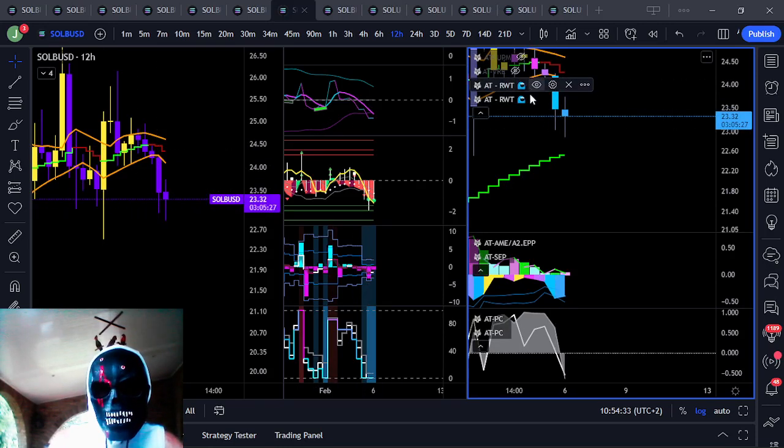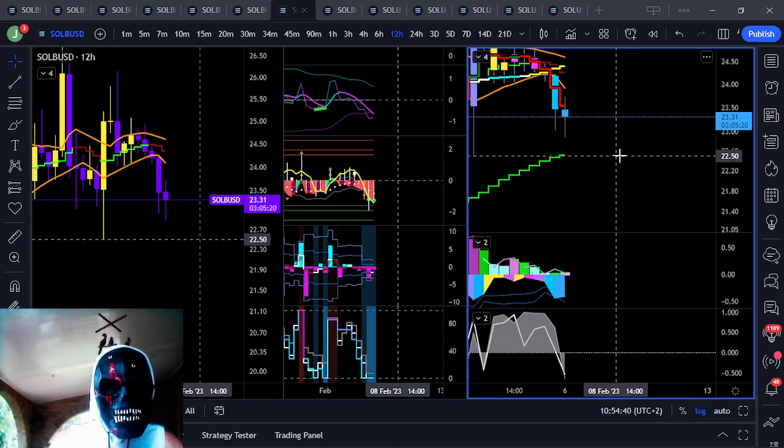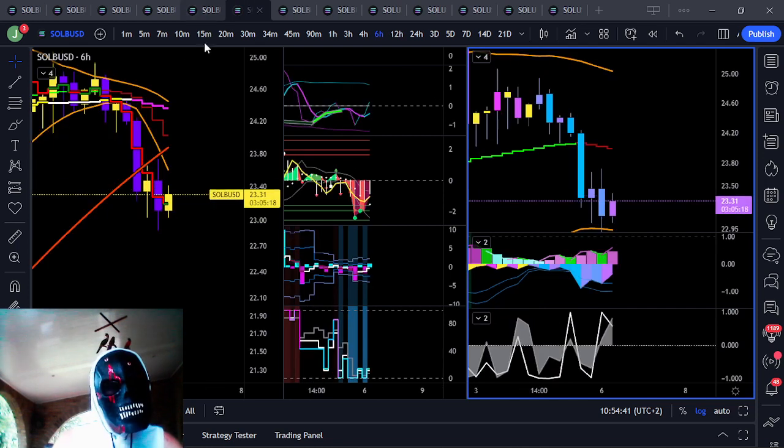Let's put up a reverse wave trend. There, yeah, so as long as we're below the ultimate power mean, this is still a target 22.50. That is in play. Okay, now we're going to look at our 6-hour.